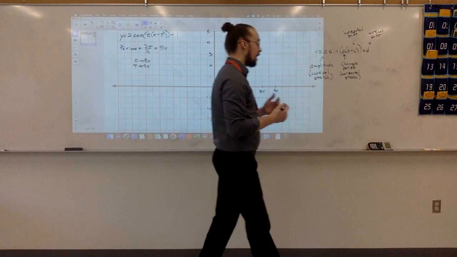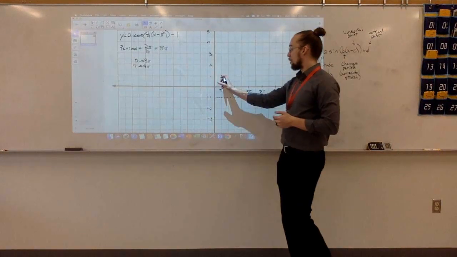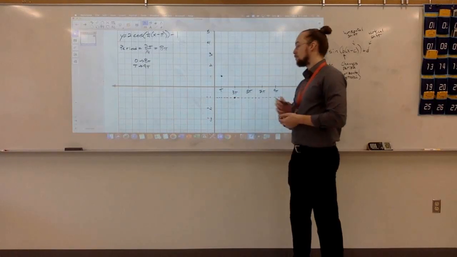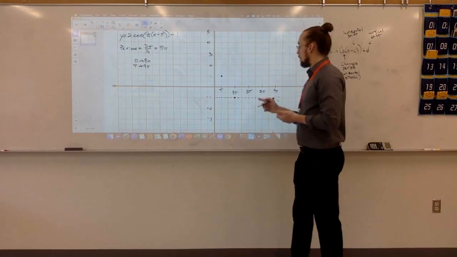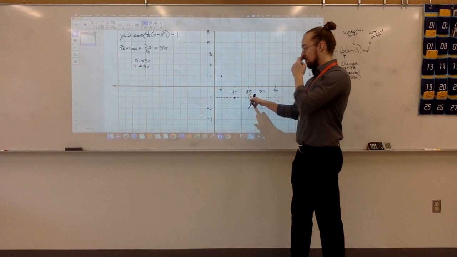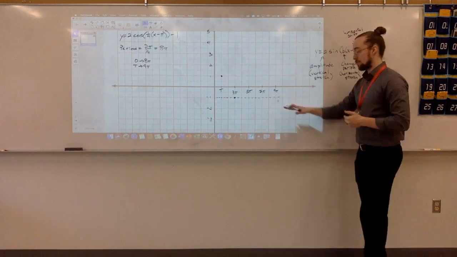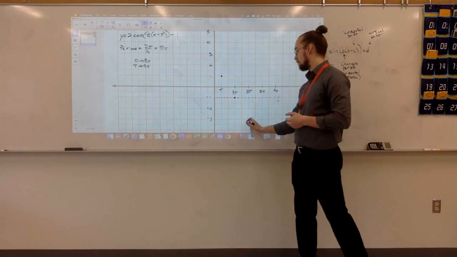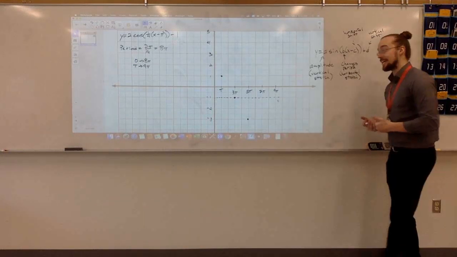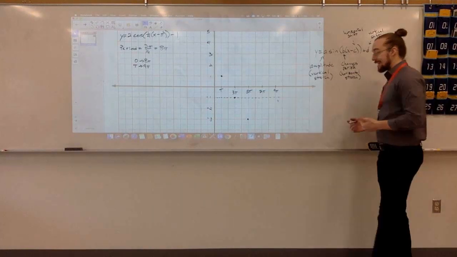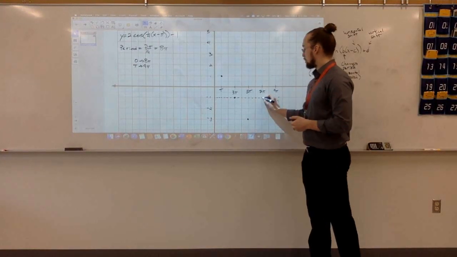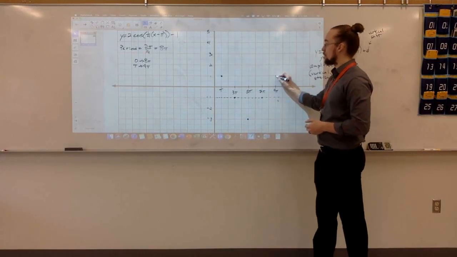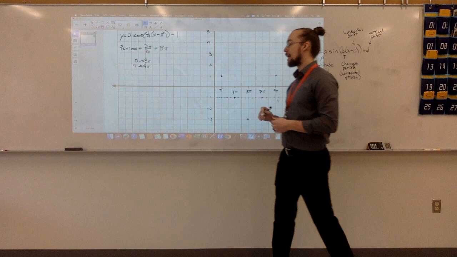My next key value is 3 pi. I know the cosine curve crosses the midline at the next key value. Then at 5 pi, the next key value is going to be the minimum. So I'm going down 2 from the midline. So at 5 pi, my y value would be -3. My next key value comes back up to cross the midline. And then my final key value for the cosine curve is the maximum.